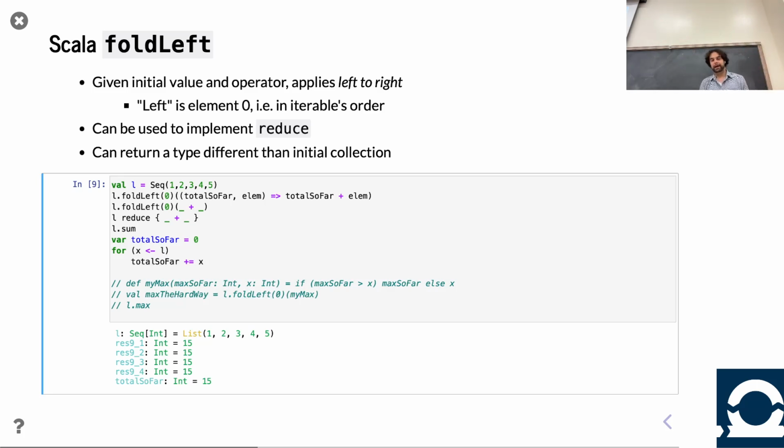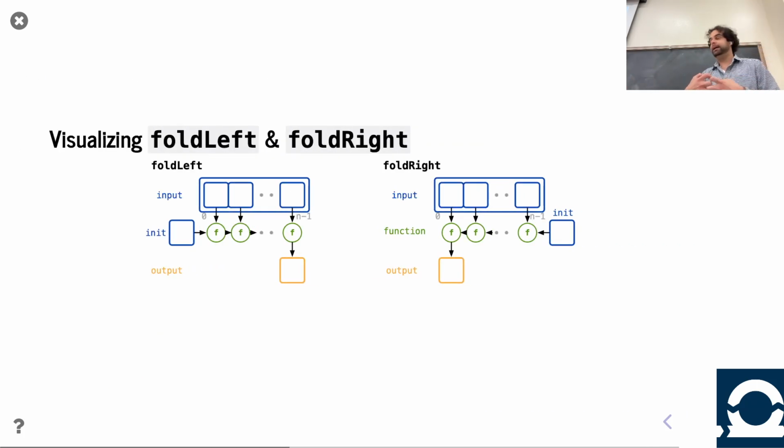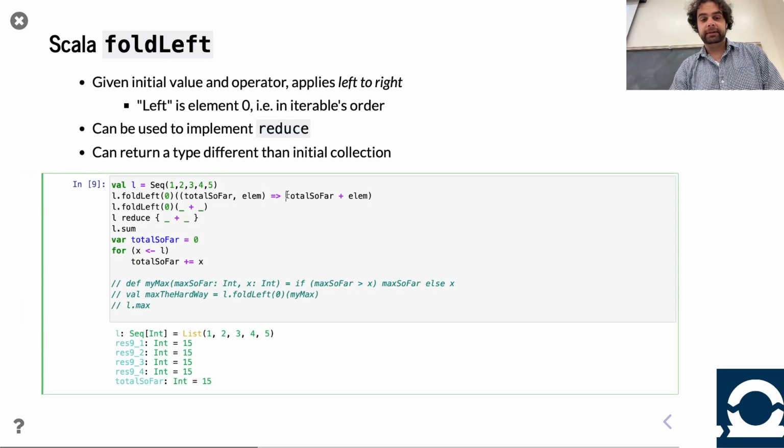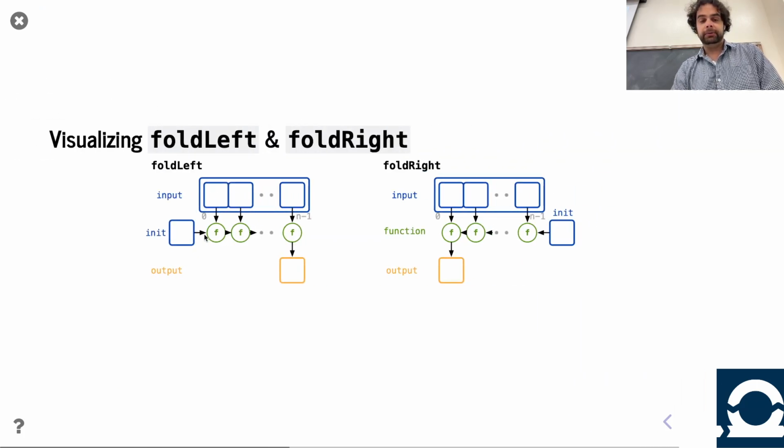I had to make total so far a var to show it's mutating. In this case, that mutation is encapsulated by this functional programming operator, right? The function is a pure function. This function I defined simply takes two elements and adds them together. The fact that each invocation is given a different value for total so far, that detail is hidden from the person writing this. That's done by the fold left operation, pulling it all together for us.